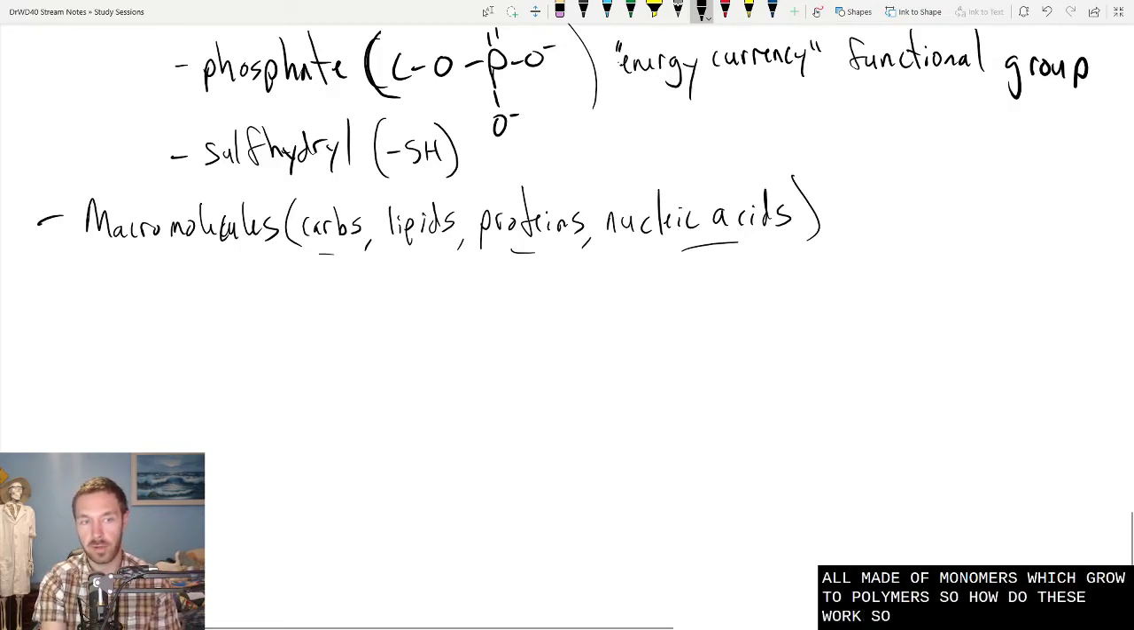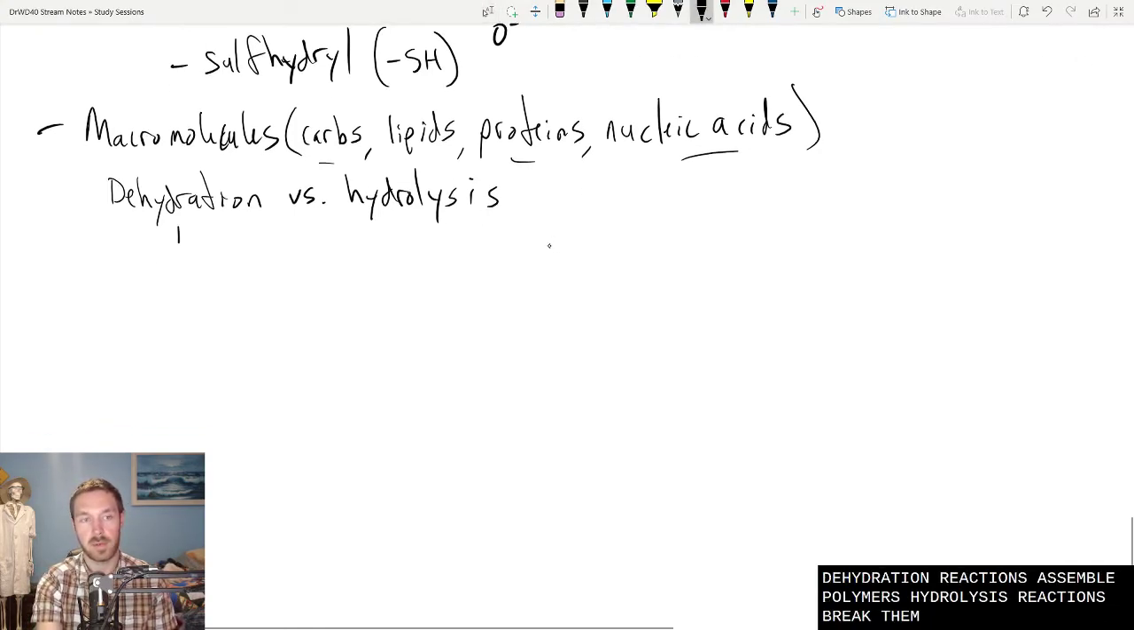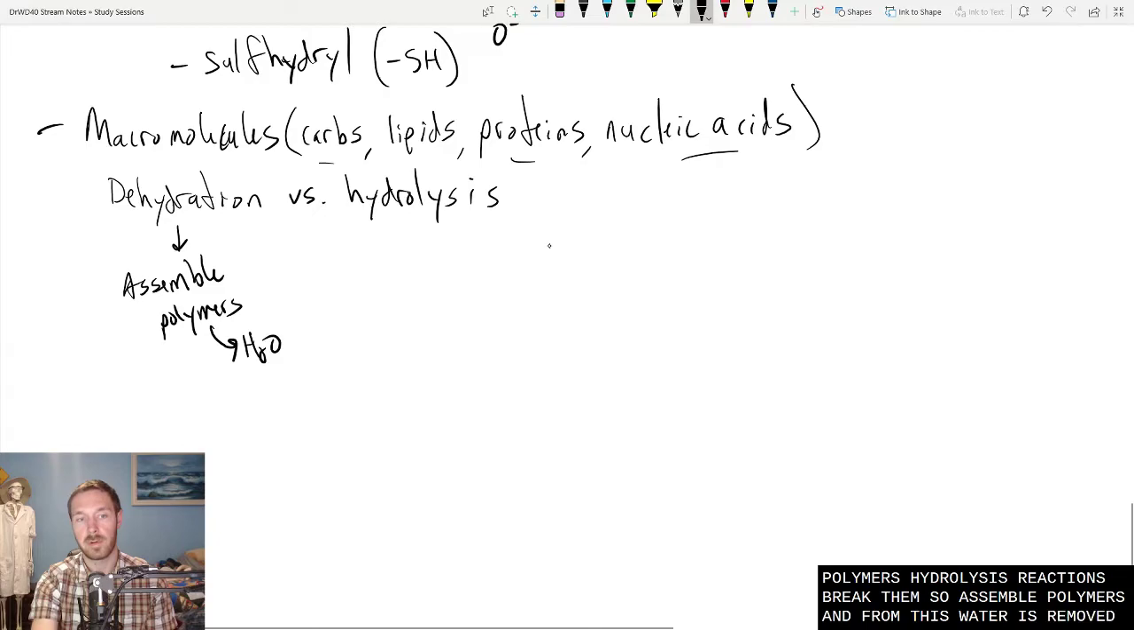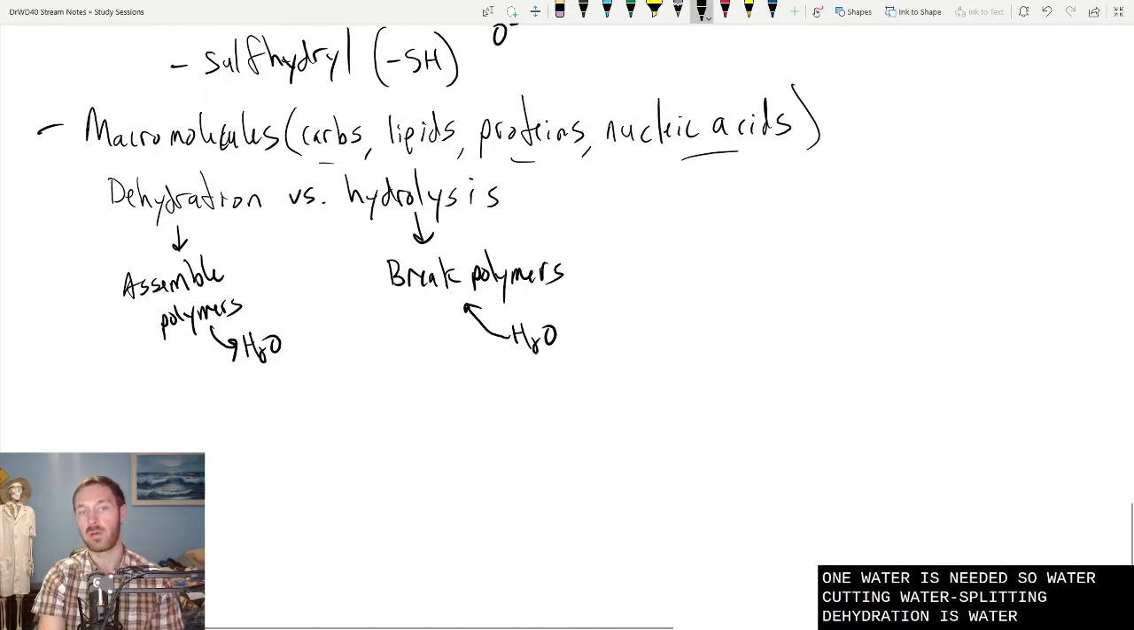So how do these work? So what are the two main reactions? So what is a dehydration versus hydrolysis reaction? So make sure you understand the main difference between those two reactions. So the best relationship is that dehydration reactions assemble polymers, hydrolysis reactions break them. So assemble polymers, and from this water is removed, and these ones break polymers. In this one, water is needed. So water cutting, water splitting, dehydration is water removal.